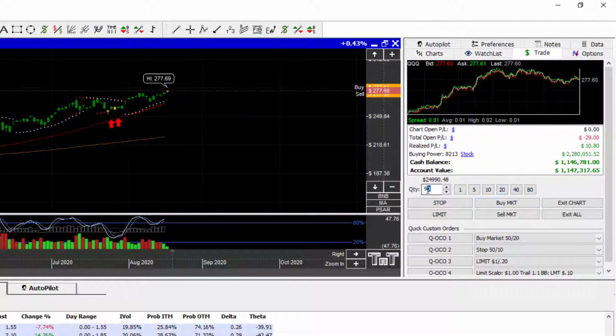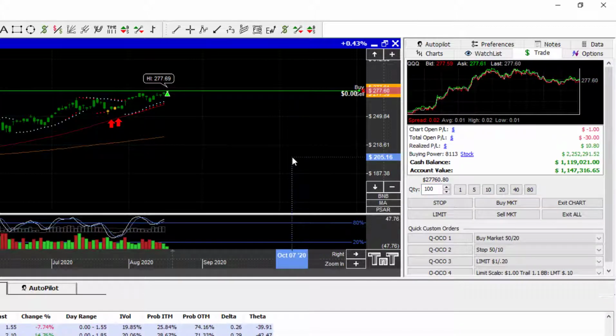And that means we're going to come in here. Let's say we're going to come in with 100 shares and we're just going to index. That's $27,000. We're just going to go ahead and buy the market, and we've just indexed $25,000 or $27,000. Okay, so that's what indexing means.